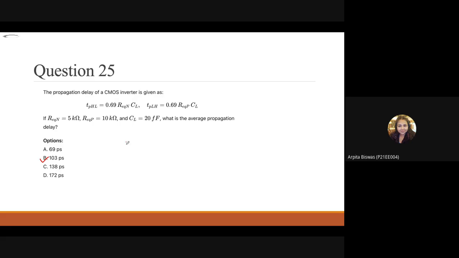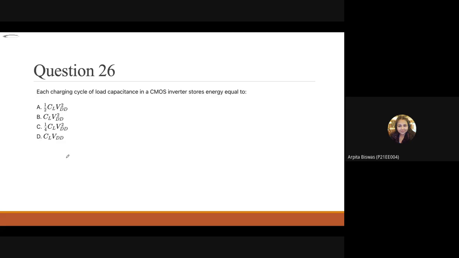Just put the formula. TP equal to (TPHL plus TPLH) by 2. This is the formula. You have to find out all these things. Okay, just 0.69 into R into CL. Just put all these values. So you'll get 0.103. So this is question number 26.